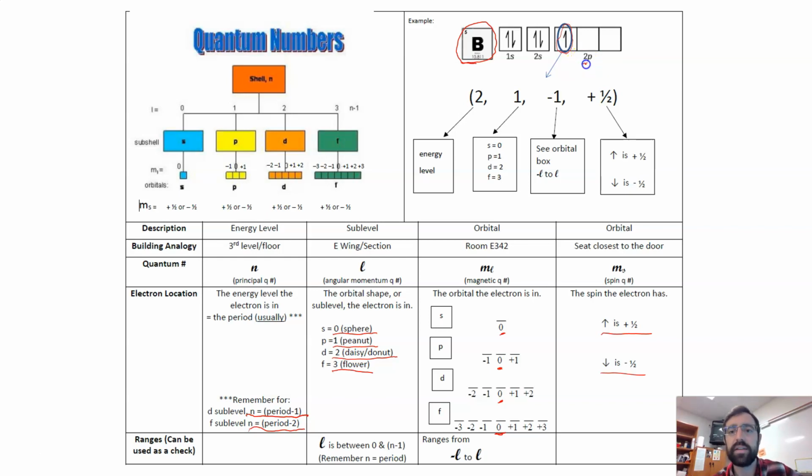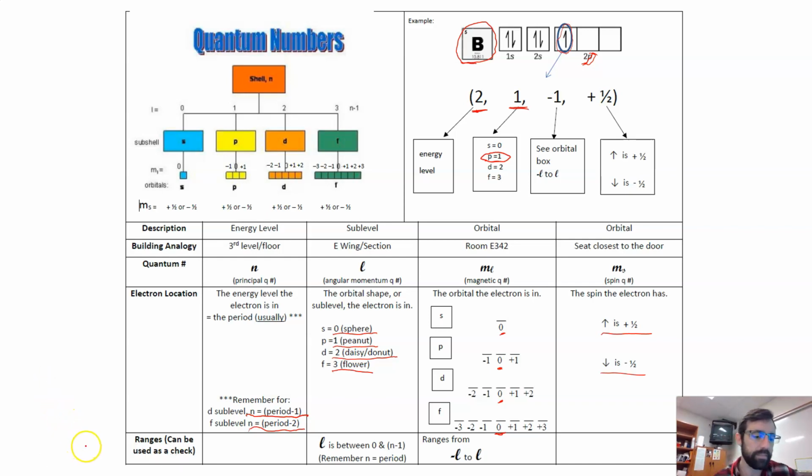It's in the 2nd energy level, so we put the number 2. It's in the P sublevel, so we would put 1 because P is represented by the number 1. S would be 0, P is 1. If it was in a D sublevel, we would put 2, and if it was an F sublevel, we would put 3.